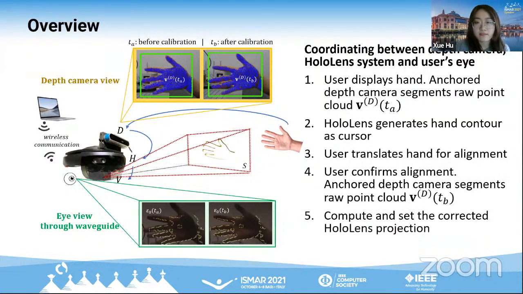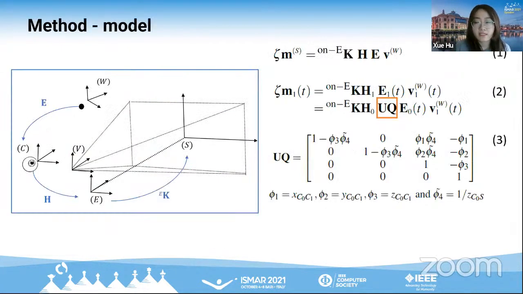Next, we will explain the details of each step. Our method is based on a homography-corrected off-axis eye display model from the literature. Assuming an on-axis camera display system, the eye display projection can be expressed using equation 1, where K is the hardware-determined on-axis projection intrinsic, H is a homography-related matrix, and E is an extrinsic-related matrix.